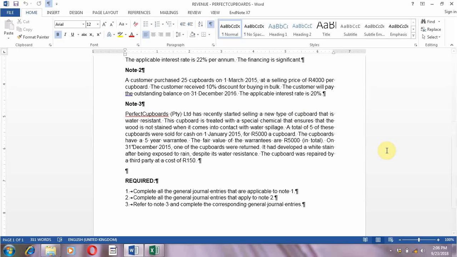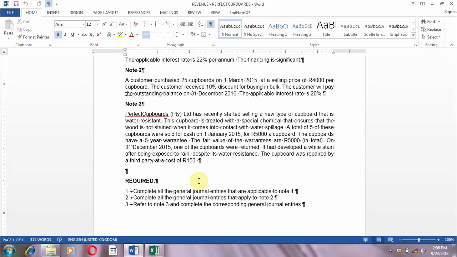Then in note number 3, you will see that they have sold a new type of cupboard that is water resistant because the cupboard is treated with a chemical that ensures that wood is not stained when water is spilled onto it. So of these cupboards, they sold 5 in total for cash on 1 January 2015, and it is for 5,000 Rand a cupboard. The cupboards have a 5-year warranty. Fair value of the warranties collectively in total is 5,000.